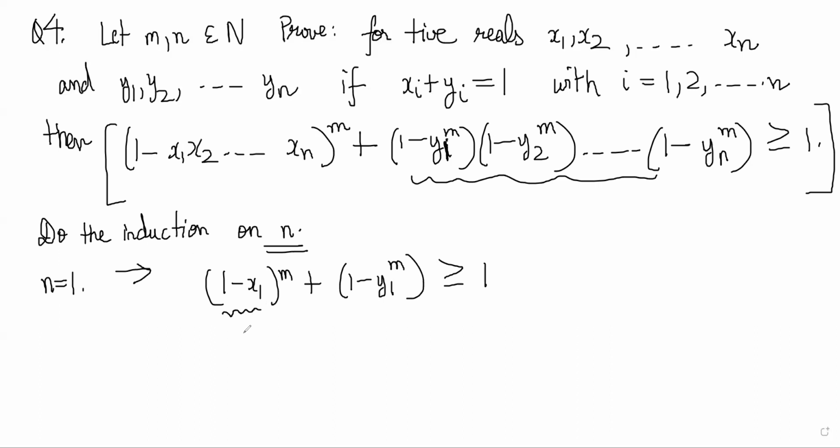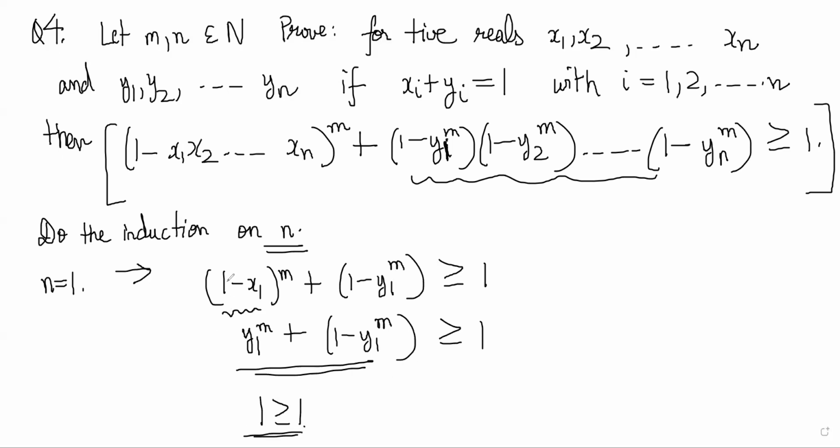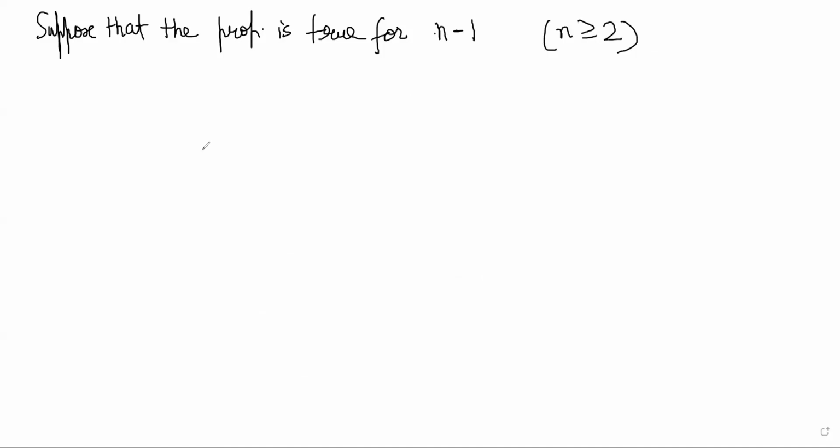But 1 minus x1 is the same as y1, so we get y1 to the power m plus (1 minus y1) to the power m, like this. And this is going to be adding up to 1 is greater than or equal to 1, which is true, right? Why did we do this? Because we know that x1 plus y1 is 1, right? So the base case is easy to prove. So now we'll suppose that the proposition is true for n minus 1, where n is greater than or equal to 2, right?